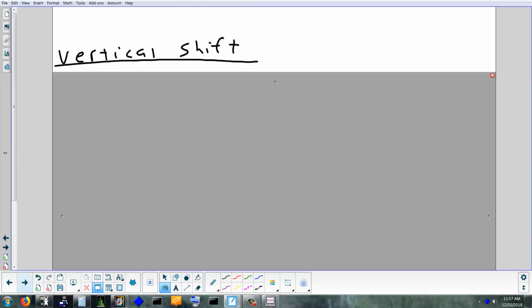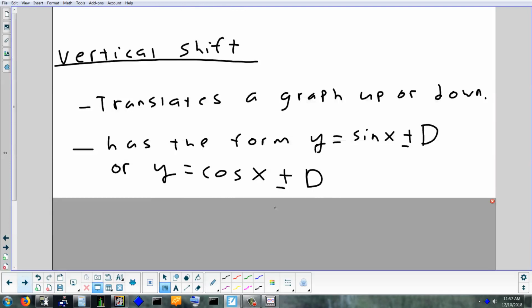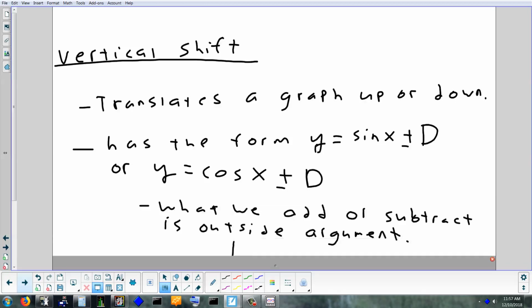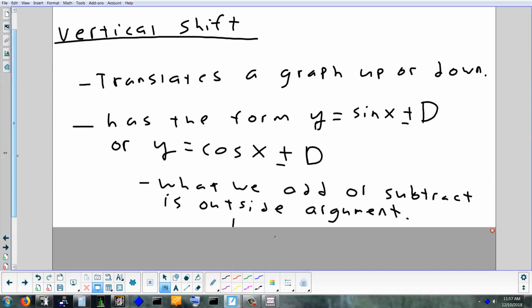All right, so the last transformation we'll do, and this one's a lot easier, is the vertical shift. One nice thing about this is that what you see is pretty much what you do. You don't do the opposite. If you're thinking, wait, we just did adding and subtracting, how is this still adding and subtracting? Well, the difference is now we're adding or subtracting outside parentheses.